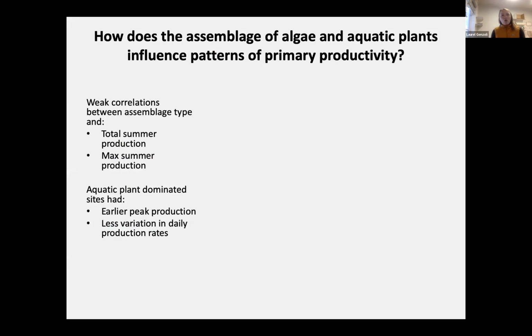All right, so I'm going to shift gears just a little bit here and address the second question, or start to address the second question that I mentioned early on, which is how does the assemblage of algae and aquatic plants influence patterns, seasonal patterns in daily rates of primary production in the river? So I went into this thinking that there's going to be these just dramatically different patterns depending on if algae or filamentous plants were dominant in the river.